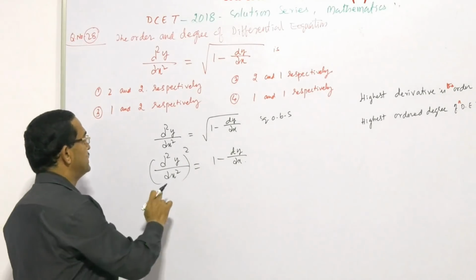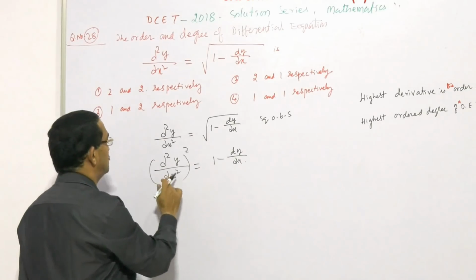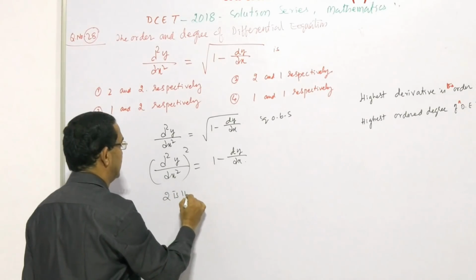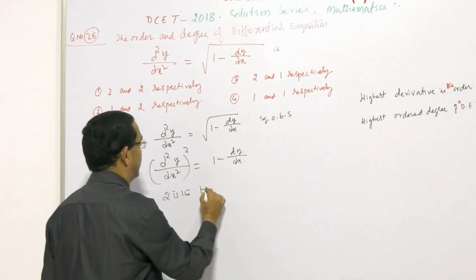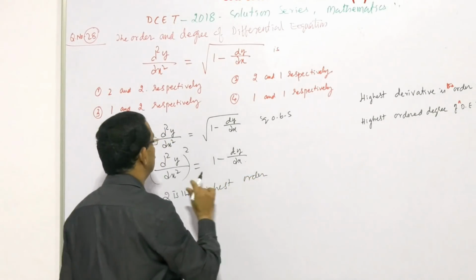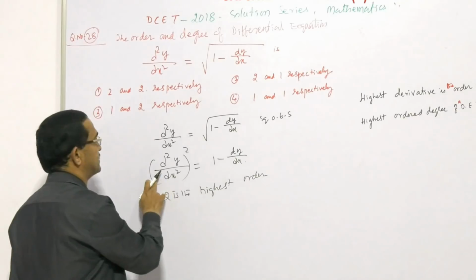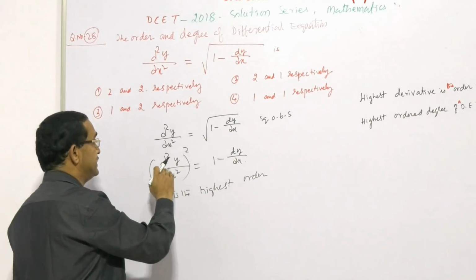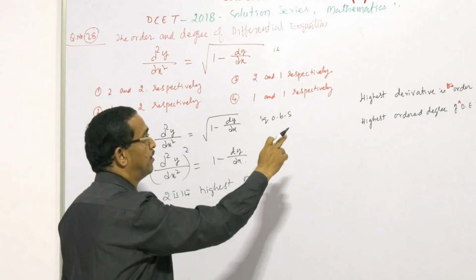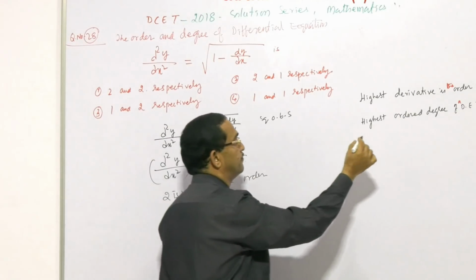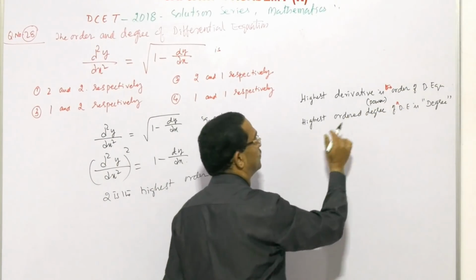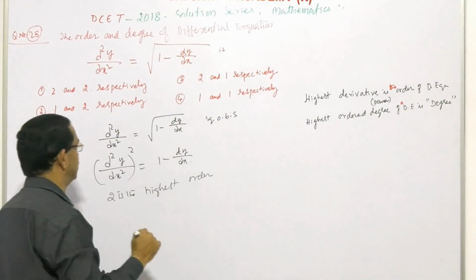Now see here, what is the highest order? 2 is the highest order. The second derivative is the highest order. And the power of the second derivative, the highest ordered power, is what? Instead of degree, we can say power also. Power is the degree of the differential equation.